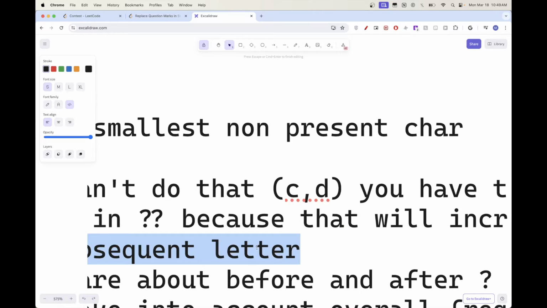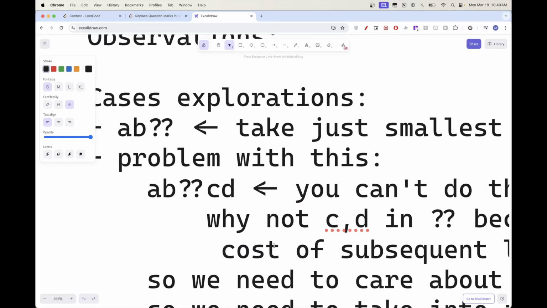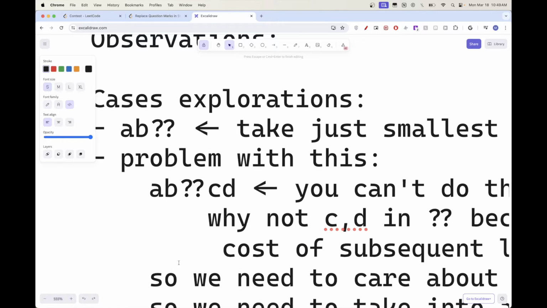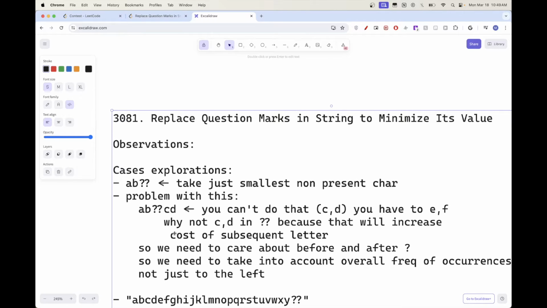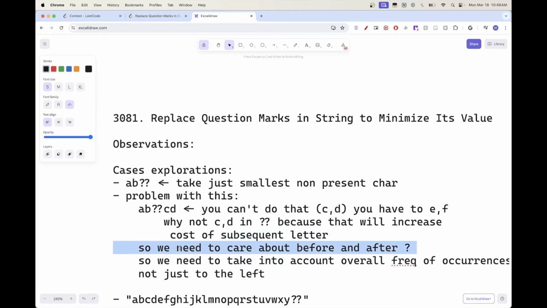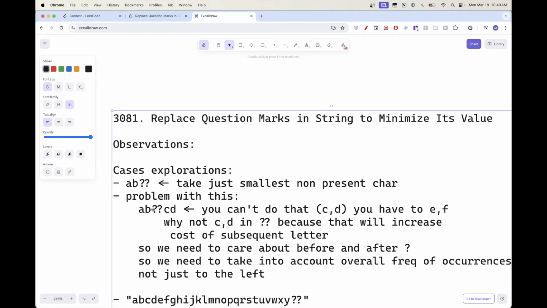So that's the other consideration that we have, is that we want to consider also the cost of the subsequent ones, of the subsequent letter. So we need to care about the before and after. So we need to consider the frequency for each letter everywhere in the string before deciding what to do for a specific question mark. Okay, so that's the first thing.